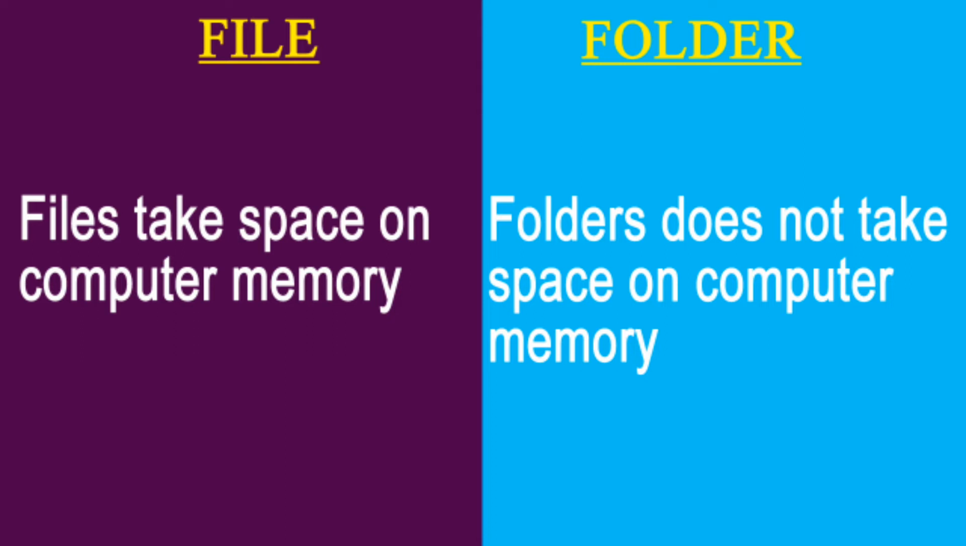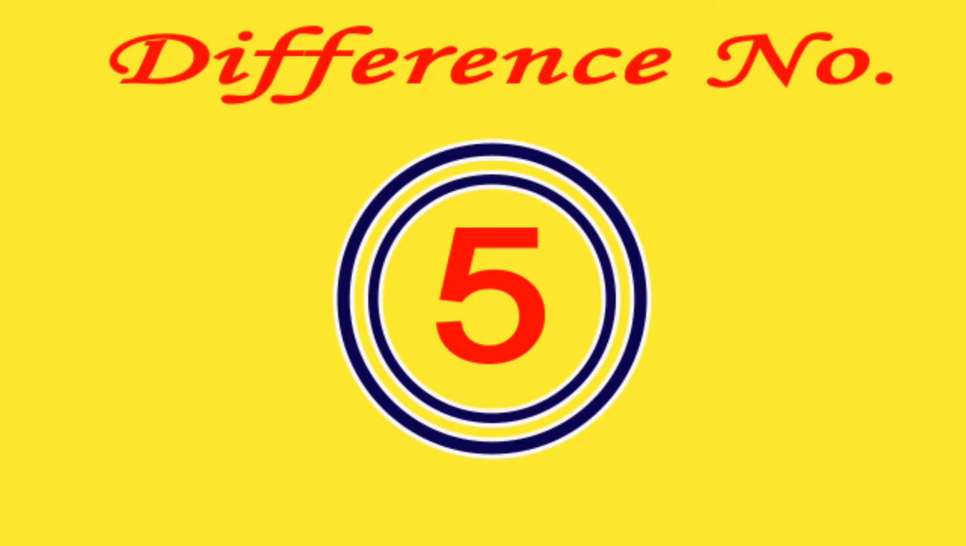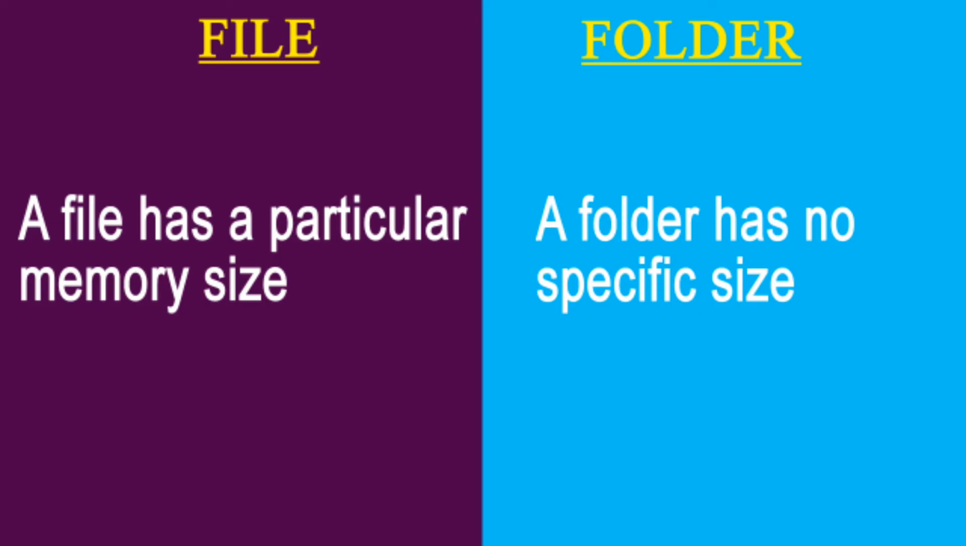File. Files take space on computer memory. Folder. Folders do not take space on computer memory. File. A file has a particular memory size. Folder. A folder has no specific size.